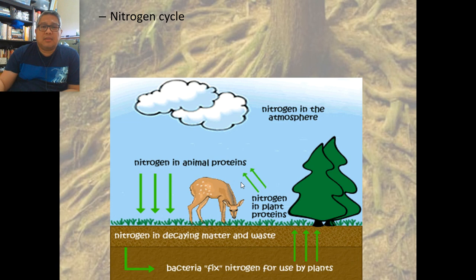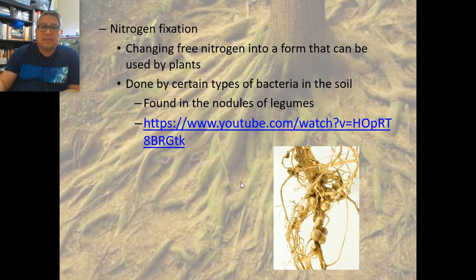Okay, so now, one of the major contributors for changing inert nitrogen to a usable form will be lightning. Because of lightning, somehow it changes the form of N2 into a usable form.